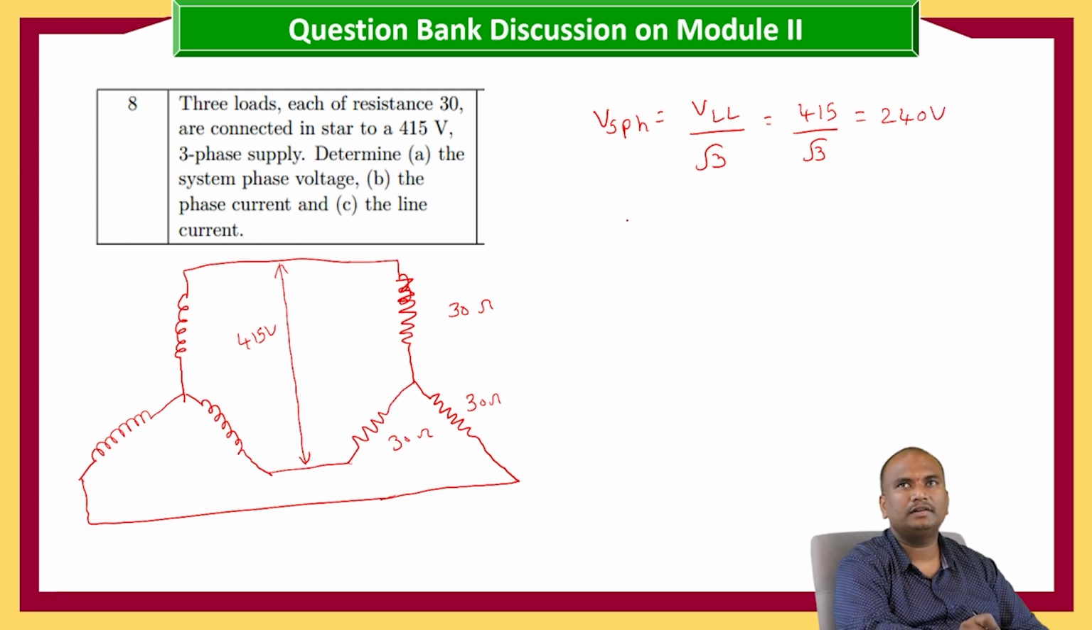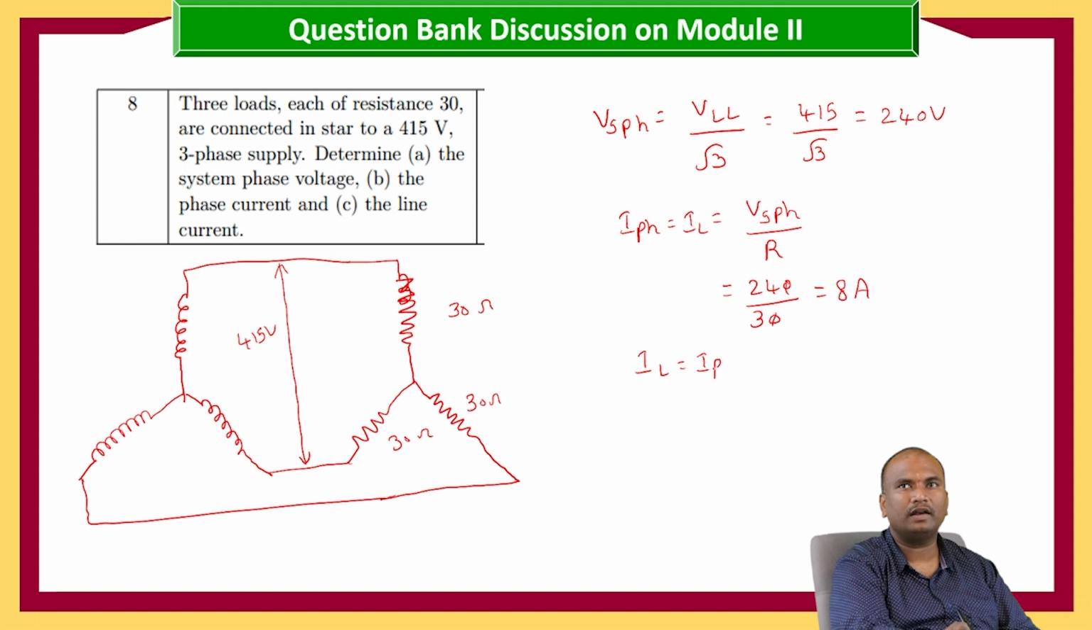And the phase current is equal to line current because it is a star connected system. I phase is equal to IL, that is equal to Vs phase by resistance, that is equal to 240 by 30. So 8 amperes I phase. And the line current IL is equal to I phase, which is equal to 8 amperes. These are the three parameters which we have calculated: phase voltage, phase current, and the line current.